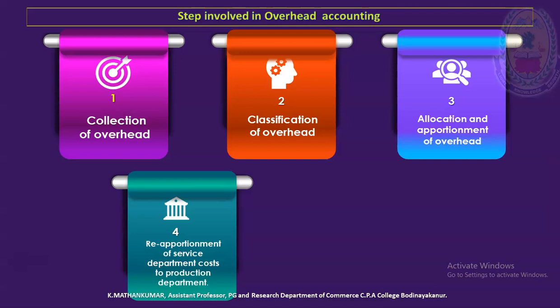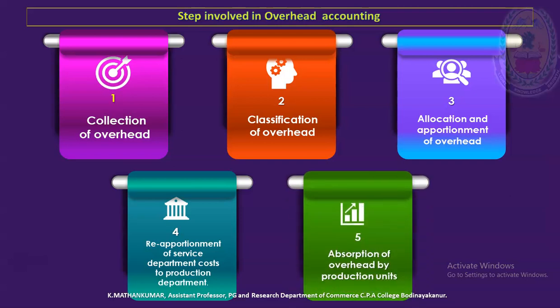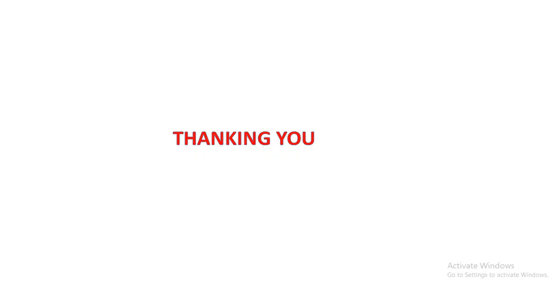The first one is the simultaneous equation method, then the repeated distribution method, then the trial and error method. So finally, absorption of overhead by production units. Thank you.